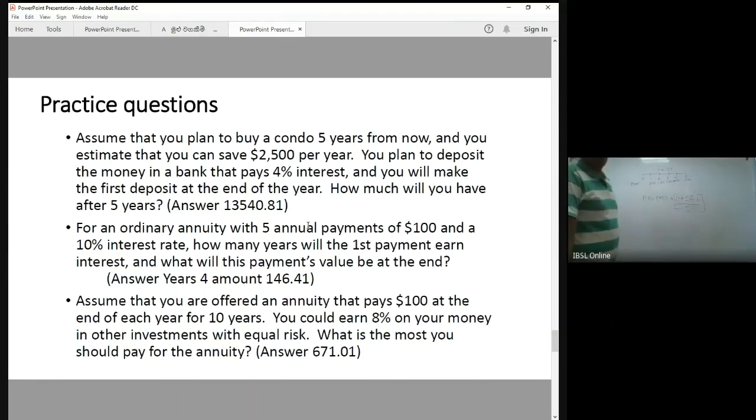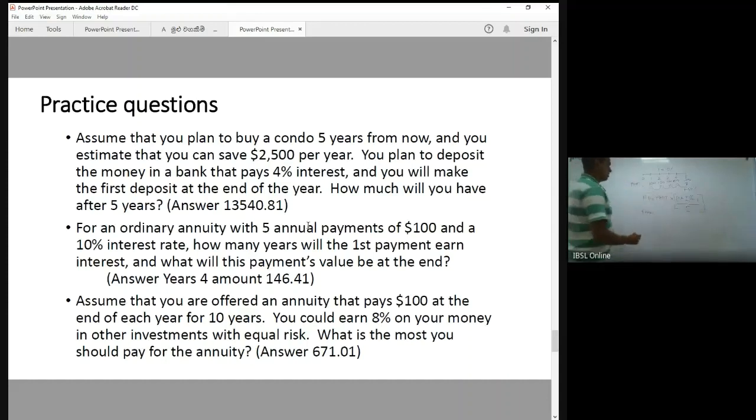How many years will the first payment earn interest? Right. So the first payment which you make at the end of the first year will earn interest once, twice, 3 times, and 4 times. Right, so the answer is 4 times. And what will this payment's value be at the end? Right. So you need to calculate the future value. Once again, the future value.